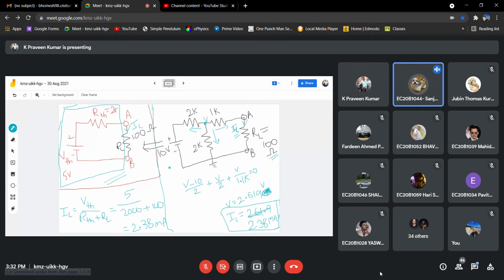Sir, whatever the circuit given, should we replace it with that same Thevenin circuit, like 2 kilo ohm and 1 kilo ohm? Yeah, this T network. What I'm saying is this network. Even the values should be the same, right? For every question we solve, in that T network we took 10 volts as source, so for every question should we take it as 10 volts?